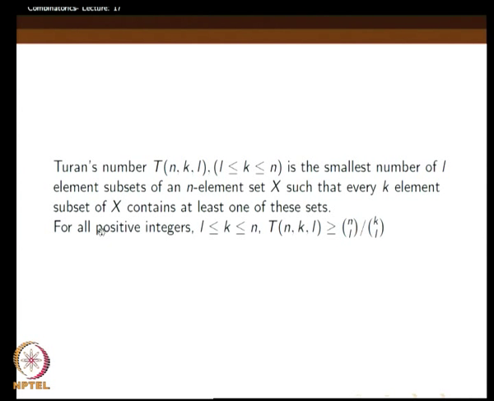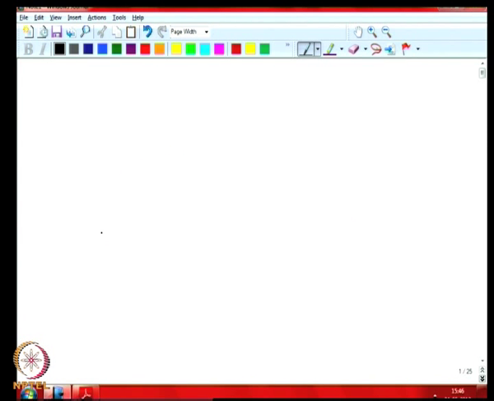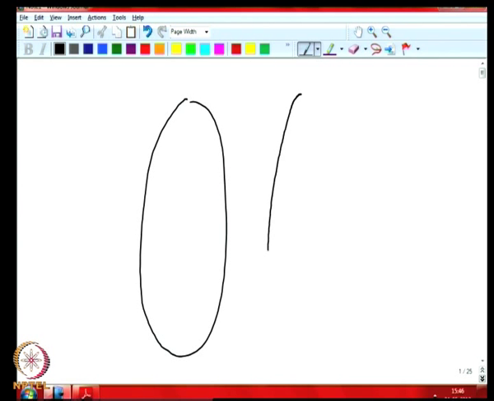We defined Turan's number as the smallest number of L element subsets of an n element set X, such that every k element subset of X contains at least one of these sets. Right? I was trying to give a picture using the bipartite graph. Many times this is a very nice strategy to draw bipartite graphs when we are talking about set systems, and we will get some clarity about what we are asking for, right.